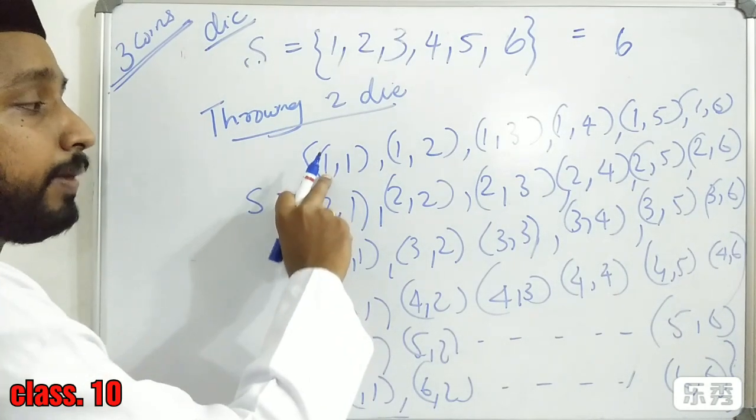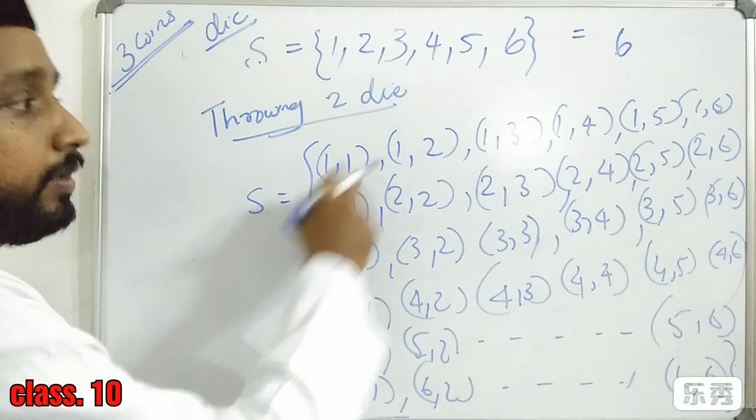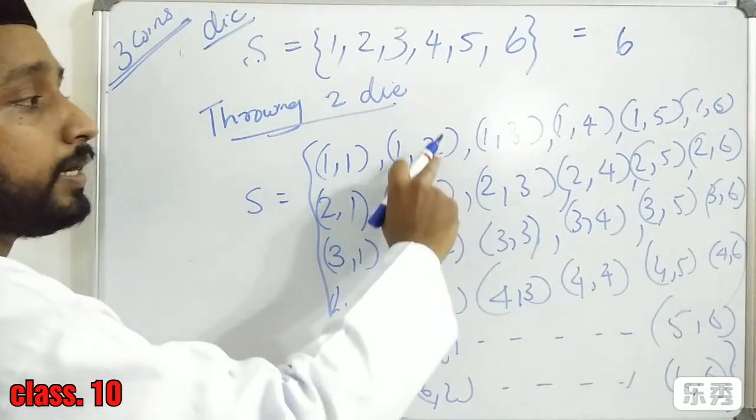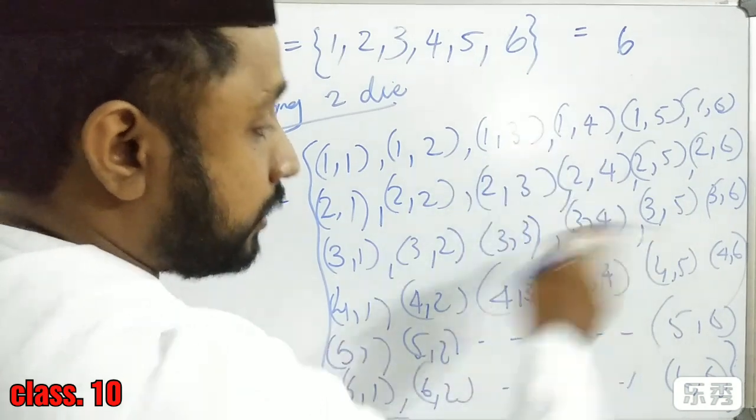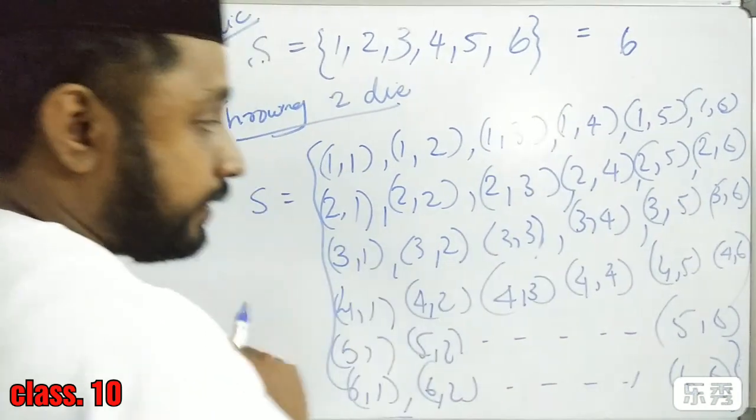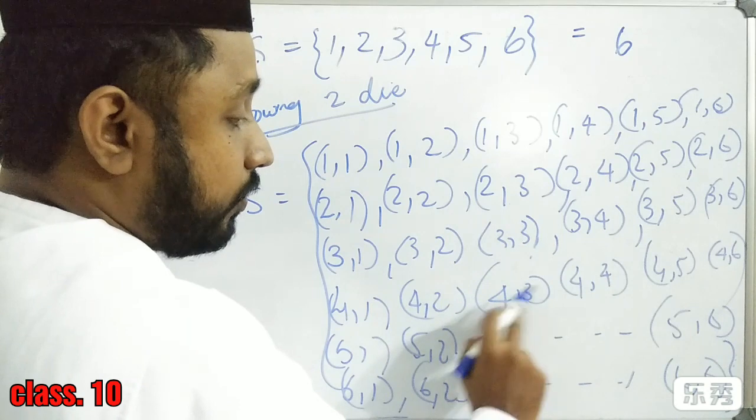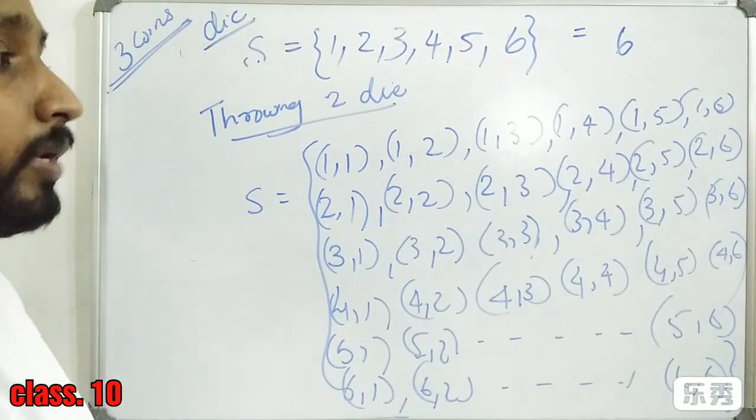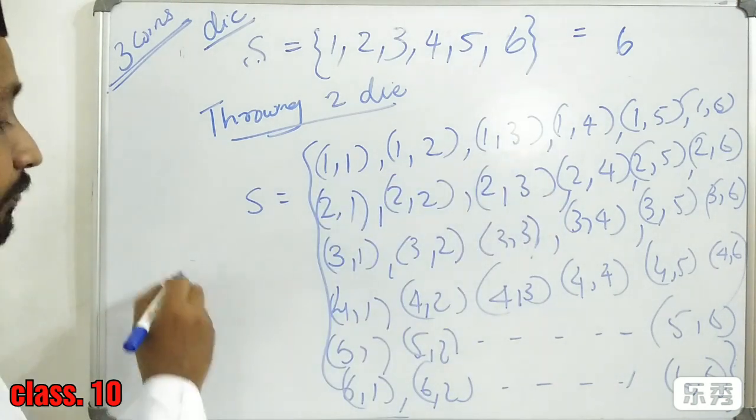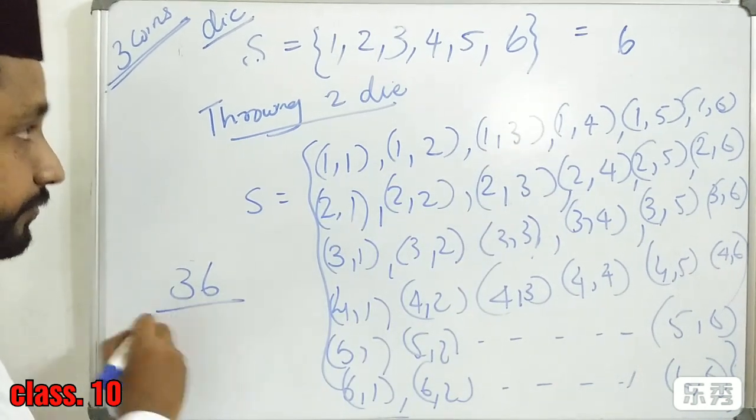First die 1 appears, second die also 1 appears. Here first die 1 appears, second die 2 appears. First die 1 appears, second die 3 appears. Like that. Here both dice are 3, 3. Here 4, 3: first die 4, second die 3. So these are the possible outcomes. The total number of outcomes is 36.